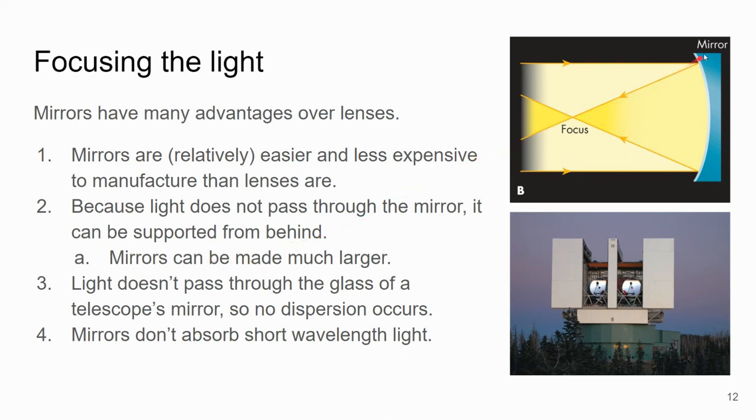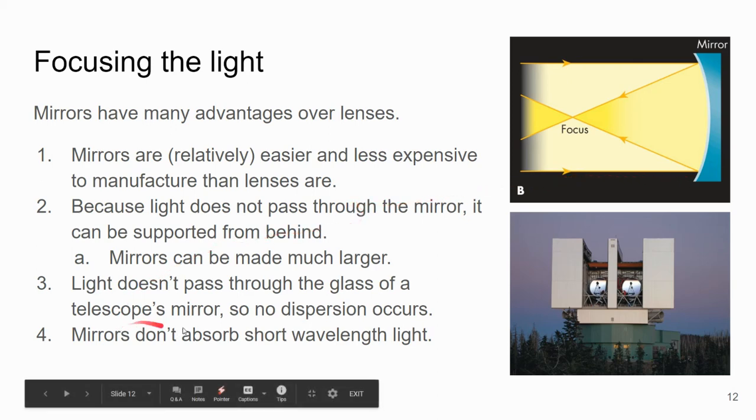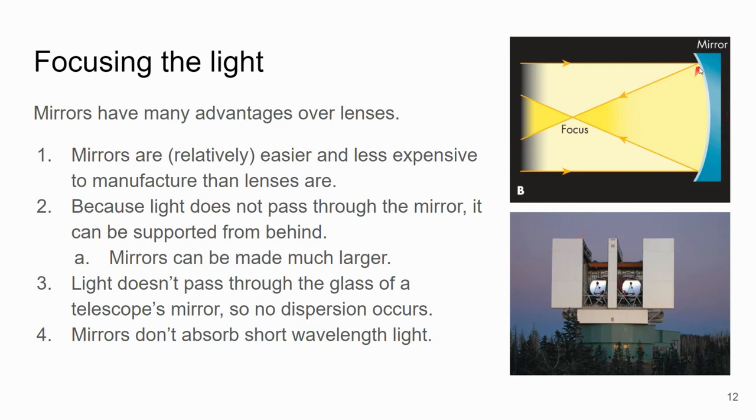All the reflecting happens on this aluminum part, so none of it's going through any glass. So you don't have that prism effect with the light spreading out, the different wavelengths spreading out. So no dispersion at all. And finally, the mirrors don't absorb the short wavelength light, because none of the light is going through any of the glass. It's all reflecting off of the aluminum. So you don't have that problem either. So mirrors win on all four counts here.